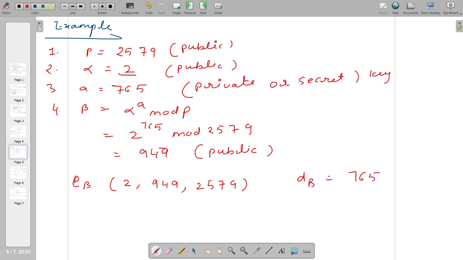So in the next video we are going to discuss digital signatures, what is meant by digital signature, and how these digital signatures work for the RSA and Elgamal CryptoSystem.